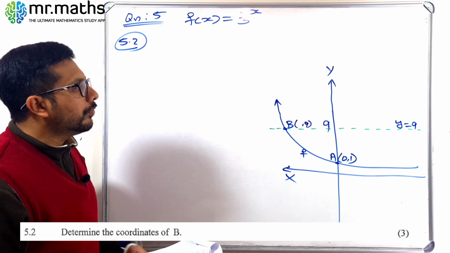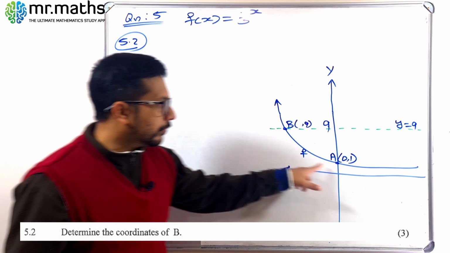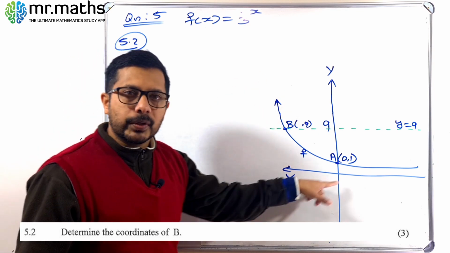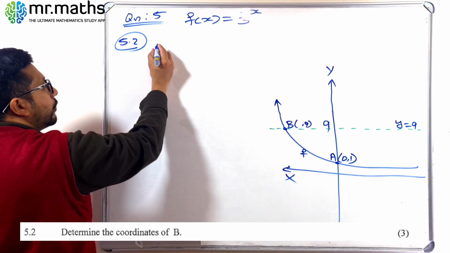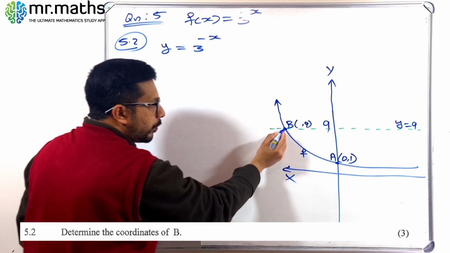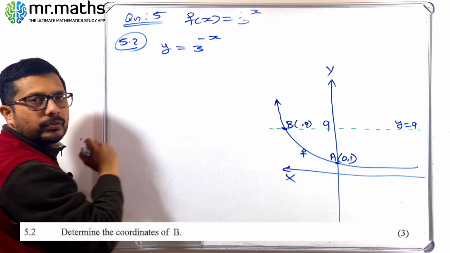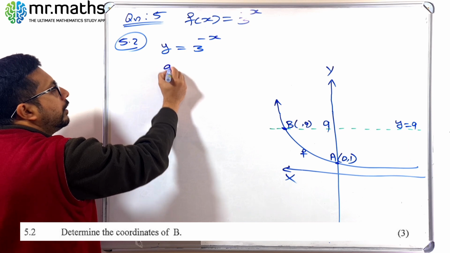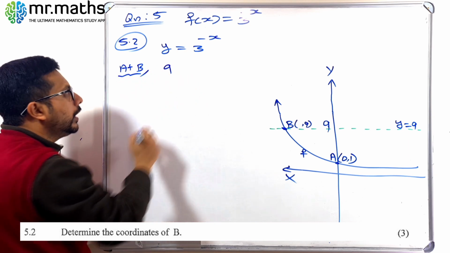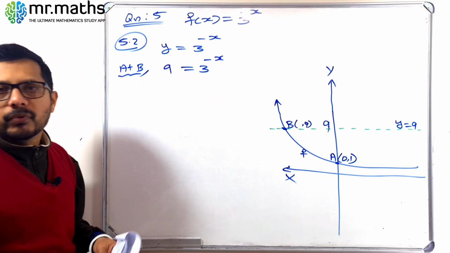Now we have to find the x value. How can you find the x value? We know the equation of this f of x, and this point B is a point on that f of x graph. Write that equation once more: y is equal to 3 raised to minus x. At this point B, the y value is 9, so we substitute the value of y as 9.